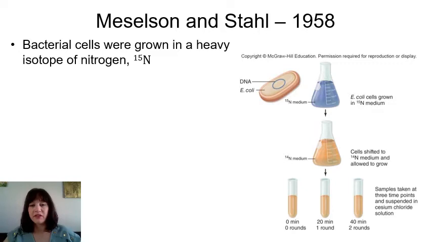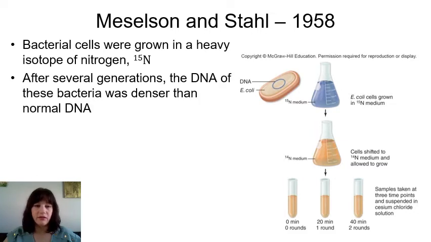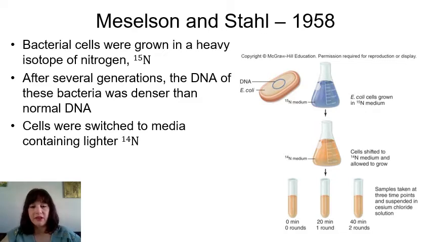Then they took the cells out of that medium and put them into a different medium that contains a lighter isotope, 14N. Any new DNA that would get made at this point, once it's switched, is going to have this 14N in the nitrogenous bases rather than this heavier 15N. Right? And so this allows them to distinguish original or old template DNA and the new DNA by labeling the nitrogens.